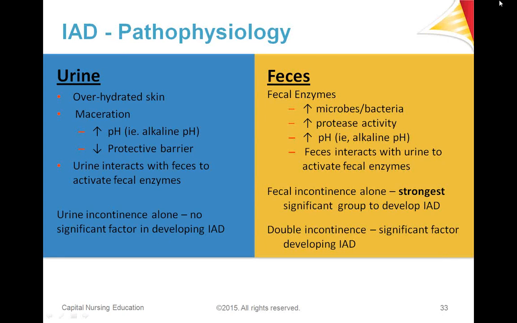What the results of this study showed is that there was no significant factor for developing incontinence-associated dermatitis for urinary incontinence alone. Double incontinence, for instance, urine and stool, had a very strong significance, but fecal incontinence alone had the strongest significance for developing perineal dermatitis among the 10,000 records that they were able to analyze. So I think that really shows us where our attention needs to be.